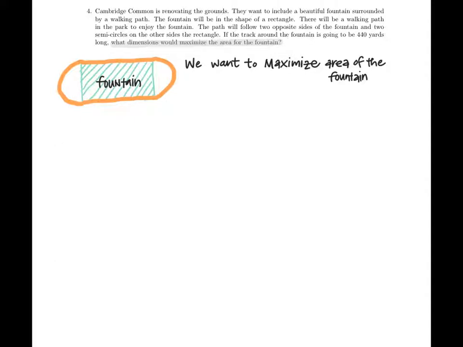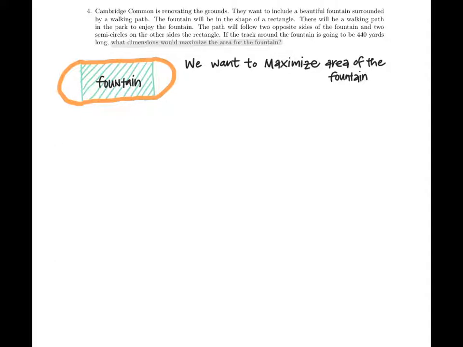We want to maximize the area of the fountain. I have a good sketch working. Now, in our next step, we're stepping into part 1 of our problem-solving strategy, which is to create a function that models the quantity we're trying to maximize or minimize.